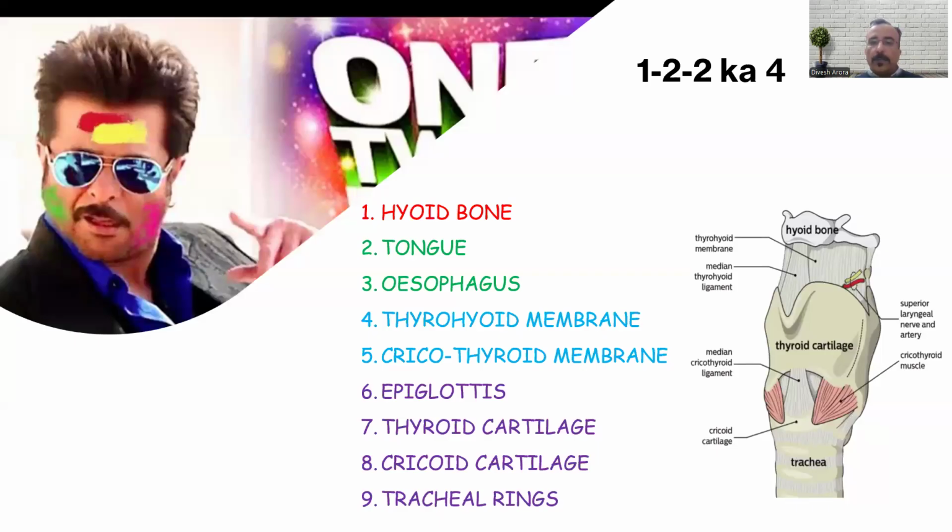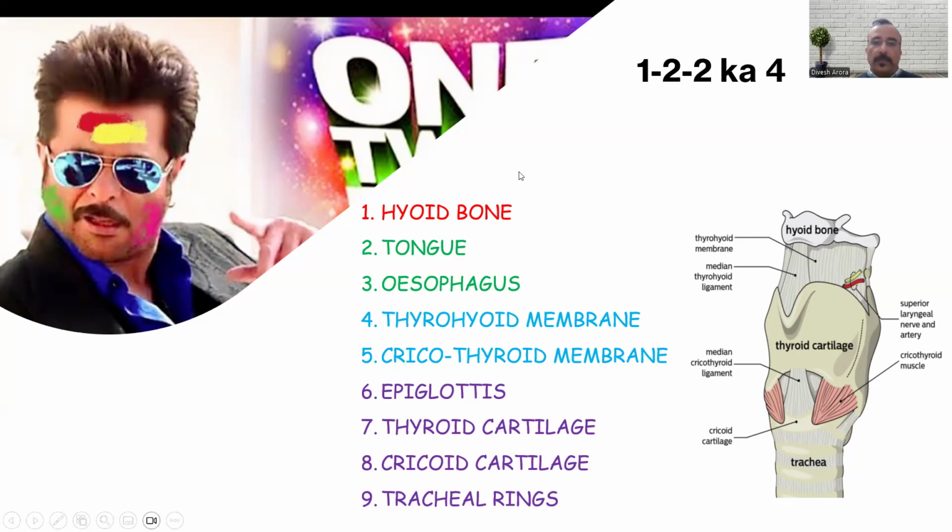So what are we supposed to evaluate in airway ultrasound? What structures are we supposed to see? This is one of my favorite actors, Anil Kapoor. If you recollect, in the early 1980s, there was a famous movie in which he sang a song, "One, Two, Ka, Four." So an easy mnemonic for remembering what all structures we are supposed to visualize in airway ultrasound. It's 1, 2, 2, ka, 4. So 1 stands for hyoid bone.